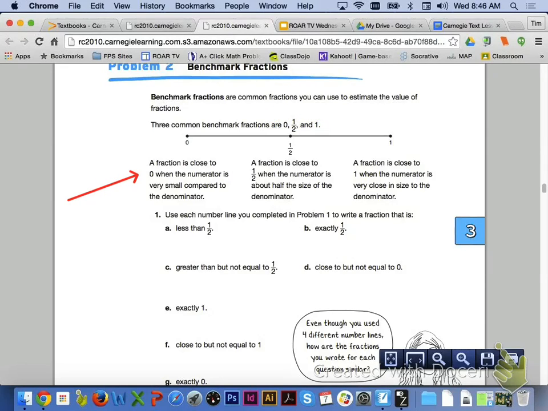A fraction is close to 0 when the numerator is very small compared to the denominator. A fraction is close to 1/2 when the numerator is about half the size of the denominator, and a fraction is close to 1 when the numerator is very close in size to the denominator.